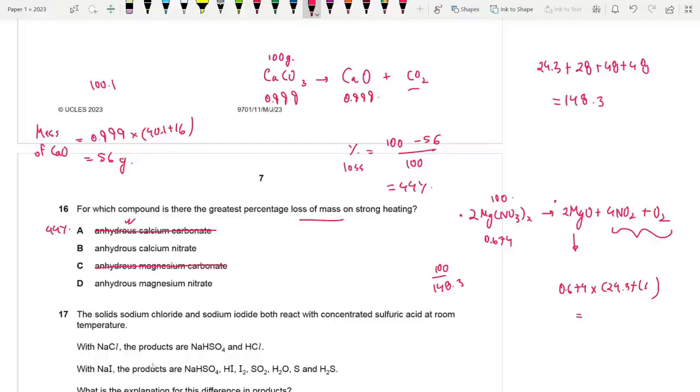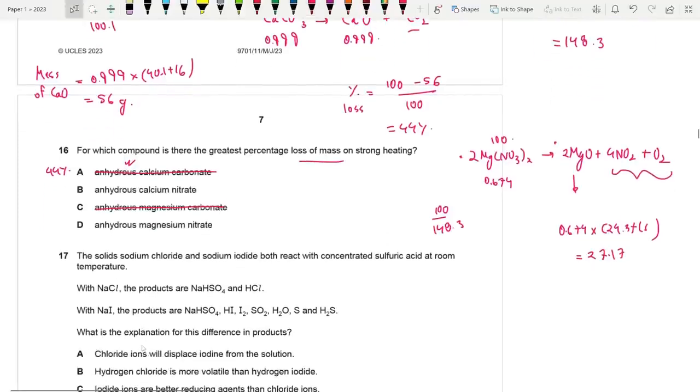Which is 27.17. So if you look at the percentage mass loss, it is 100 minus 27.17, divided by 100, times 100%. Okay, so that is 72.8%. That's a lot. Okay, so clearly nitrates in general will have higher loss, since look, 5 moles of gas are being produced. So it was between B and D in the first place. You can check the other two.